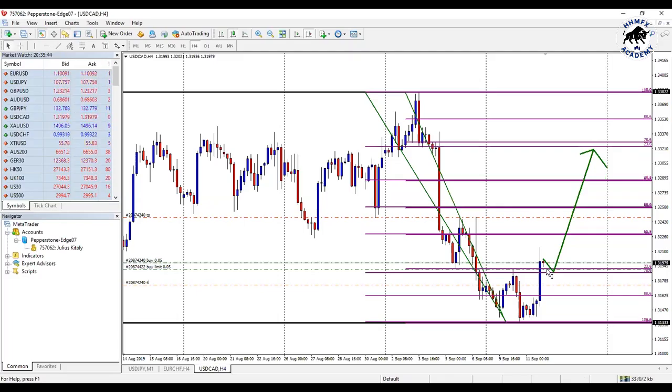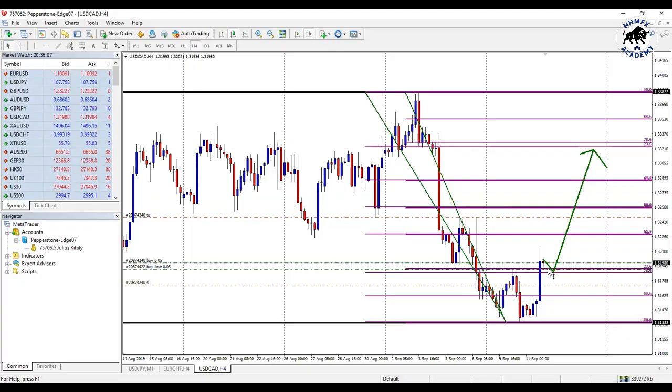Look at what the market is doing now. I was just saying the same thing and the market has already responded. You see, it just went down at this point and now it's moving up. It cannot easily pass here. It can manage to move up to this point, but not easily, because we have a very strong support here.